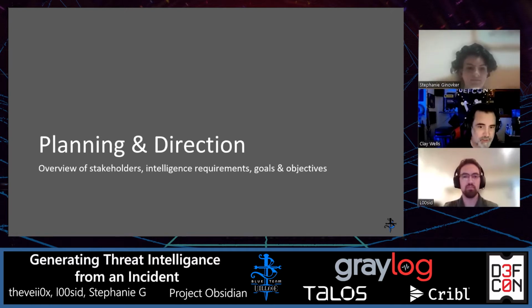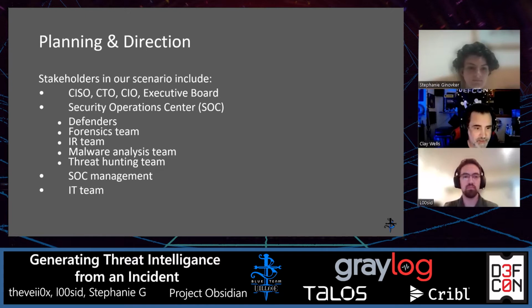And moving right along into planning and direction, I'll go ahead and pass it over to Stephanie. Great. So we're going to do an overview of the stakeholders in this scenario. So the stakeholders for this kill chain are our CISO, the CTO, the CIO, and executive board. We have people sitting in the SOC, so the defenders, forensics team, incident response, malware analysis, and threat hunting teams. We have SOC management and the IT team. And this phase of the CTI lifecycle is where our requirements are created.